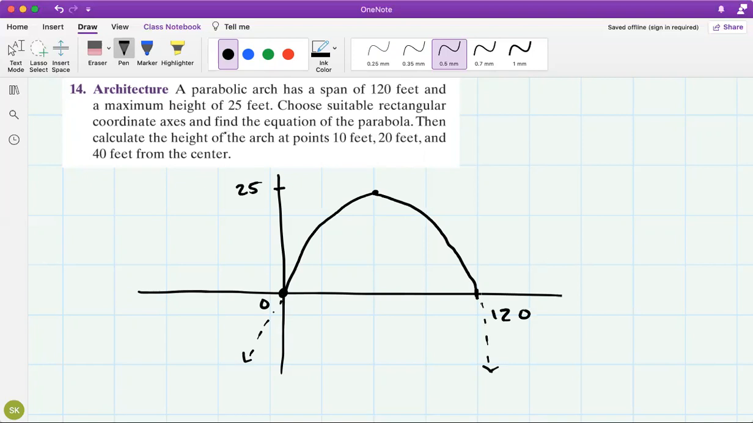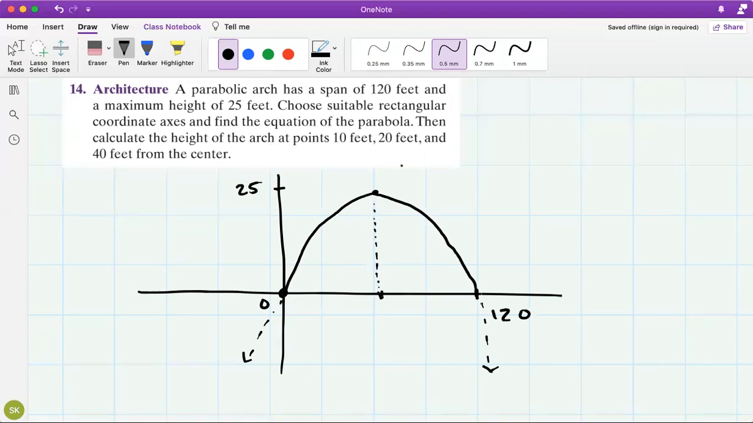Okay, so I chose suitable coordinate axes. You can see that I moved this parabola over so that we go through 0 and 120, and we go up 25. We want to calculate the height of the arch at points 10 feet, 20 feet, and 40 feet from the center. How can we do that?